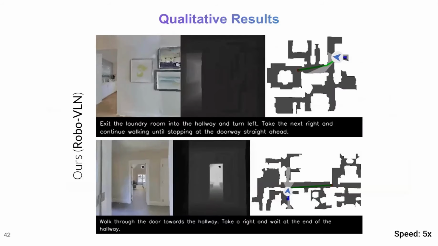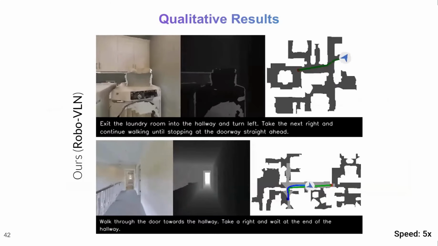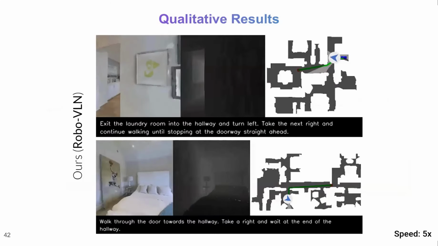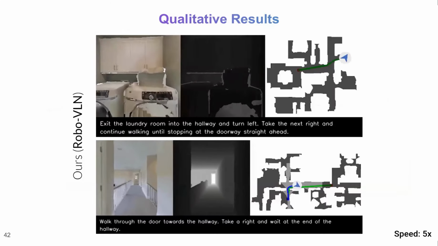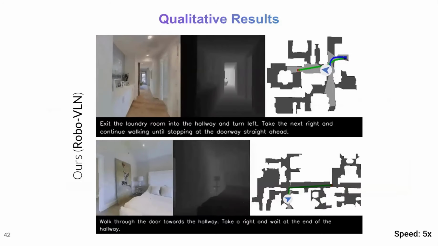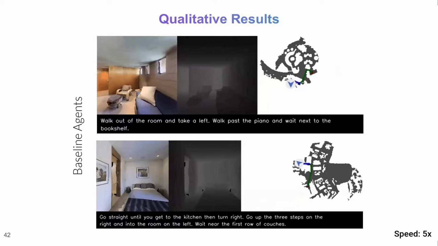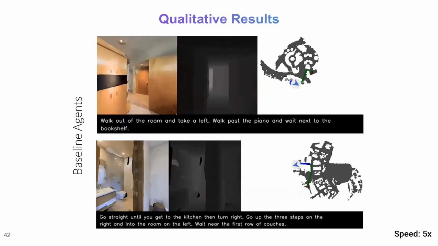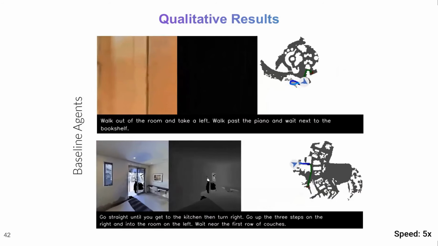So here is one of the qualitative results for our method, where you can see this complex long instruction where it exits the laundry room into the hallway, turns left, and goes all the way to stop at the doorway, where the agent does a reasonable job, stopping 3 meters away from the goal. Whereas baseline agents, you can see, struggled at this task, where they get stuck at local optima or wander around.